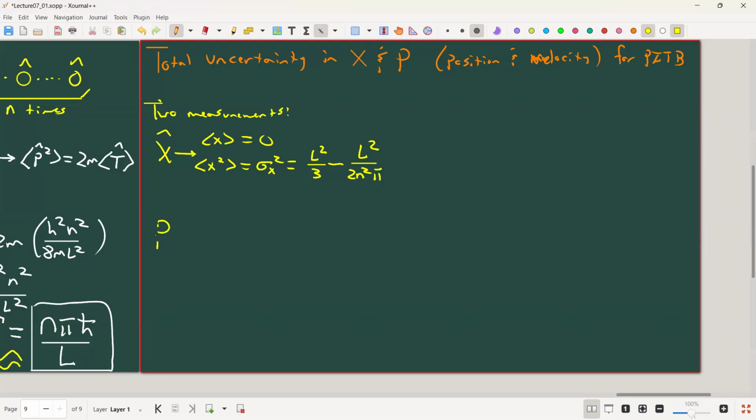And then in P, we make a P measurement, and we find that the average momentum is 0, but the variance of it is n squared h bar squared pi squared over L squared. Okay.